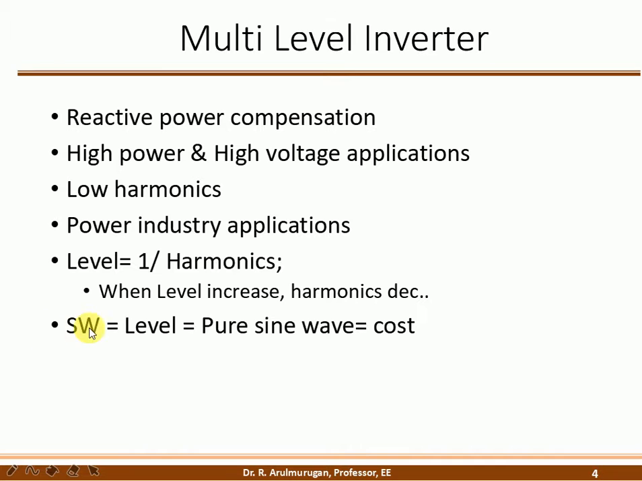See here, one of the formulas gives the number of switches. If you increase the level, the number of switches automatically increases. So as the level increases, the number of switches increases, and then you get a pure sine waveform. That is the plus point. But due to the increased number of switches, the cost also increases.